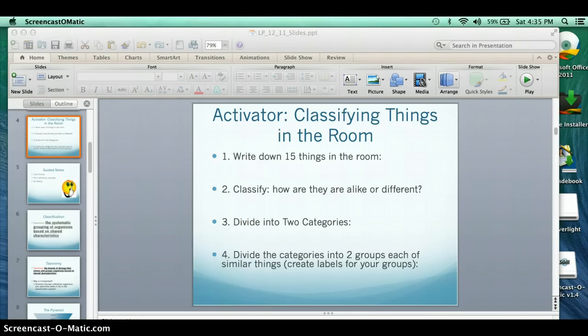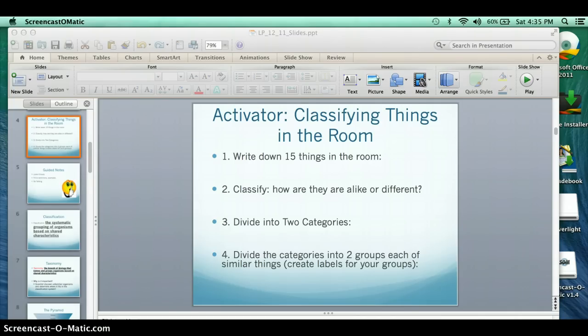So let's take, for example, I wanted to write down some things in the room. I wrote down smartboard, pen, pencil, students, teacher, stink bugs, spiders, and books. Let's say I had those things. I could say for how they're alike and different, some are living, some are non-living. Some of them are insects, some of them are animals, some of them are used for school, some of them are not. So for dividing into two categories, based on that, I could say, okay, 2 categories, living and non-living.